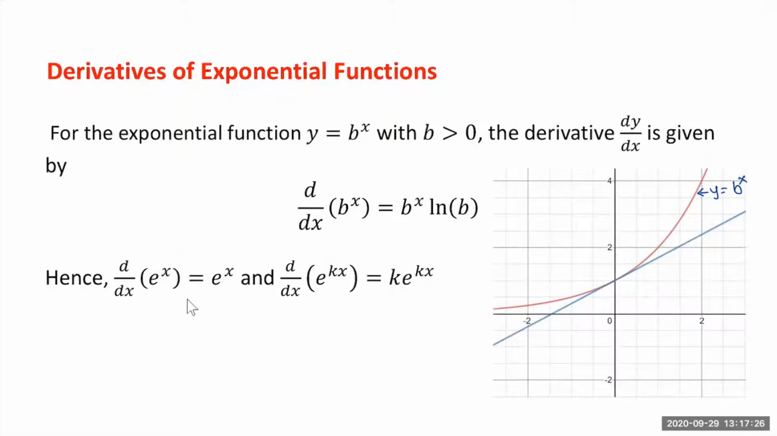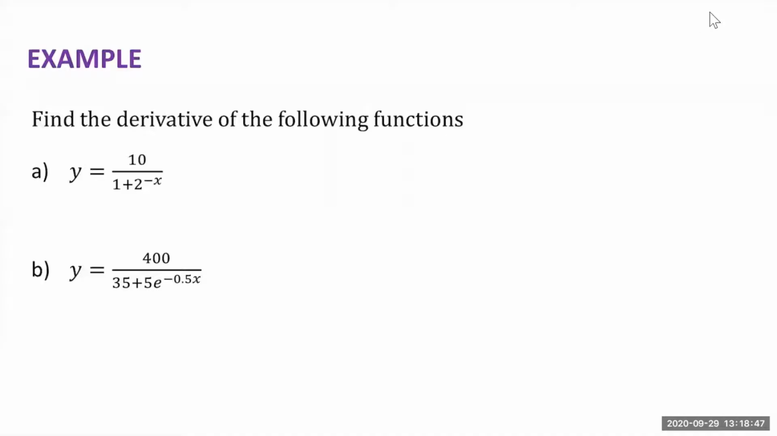And if I want to make this a little more general, the derivative with respect to x of e to the kx will be equal to, if you use the chain rule, e to the kx, and we multiply by the derivative of the inside function, and the derivative of k times x is k, so it will be k e to the kx. So these are the three different formulas that you need to remember while solving problems involving the derivative of exponential functions.